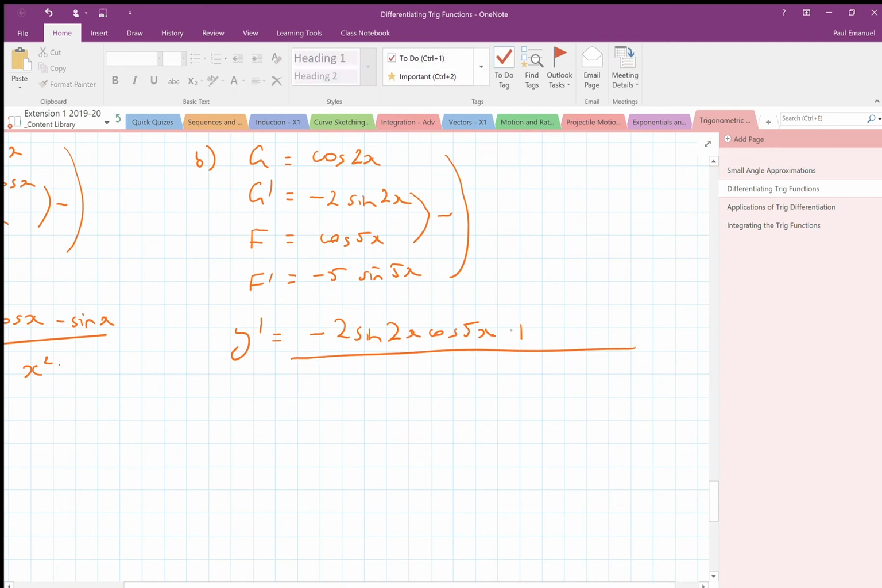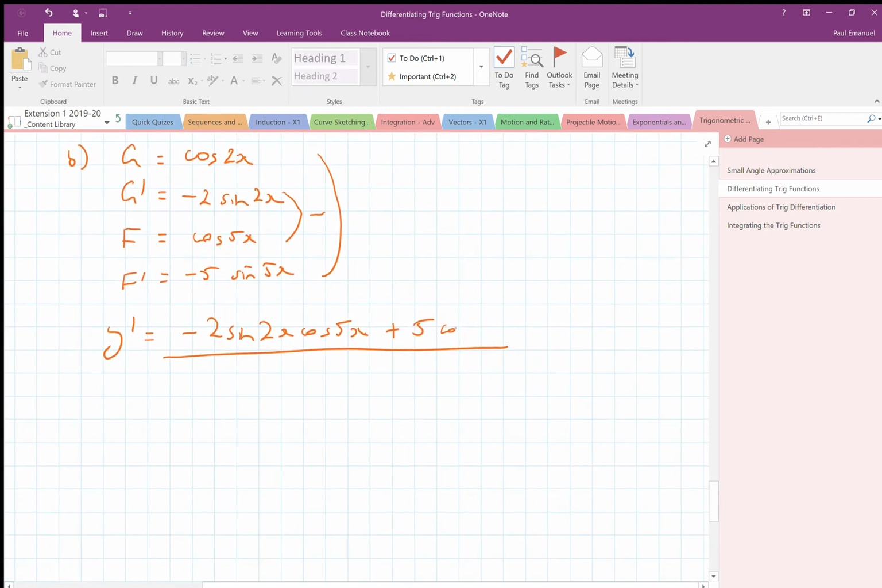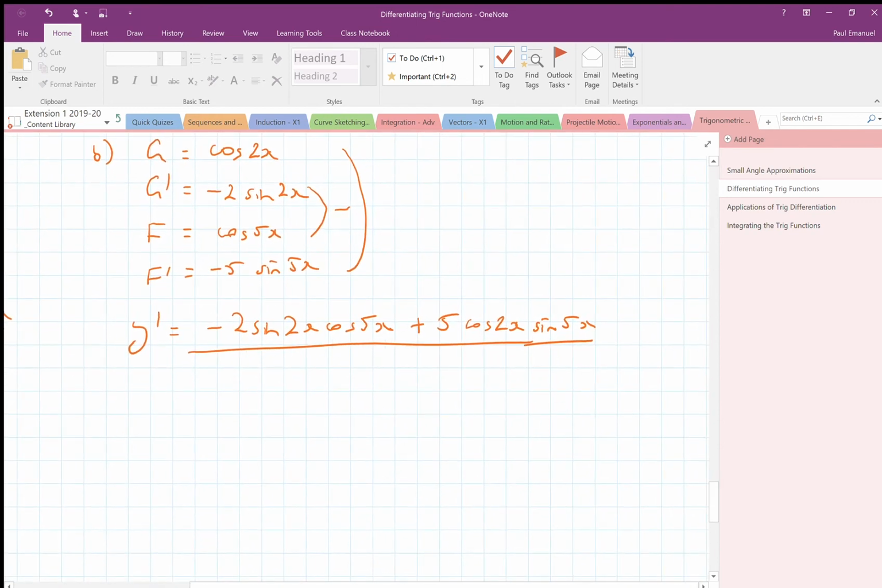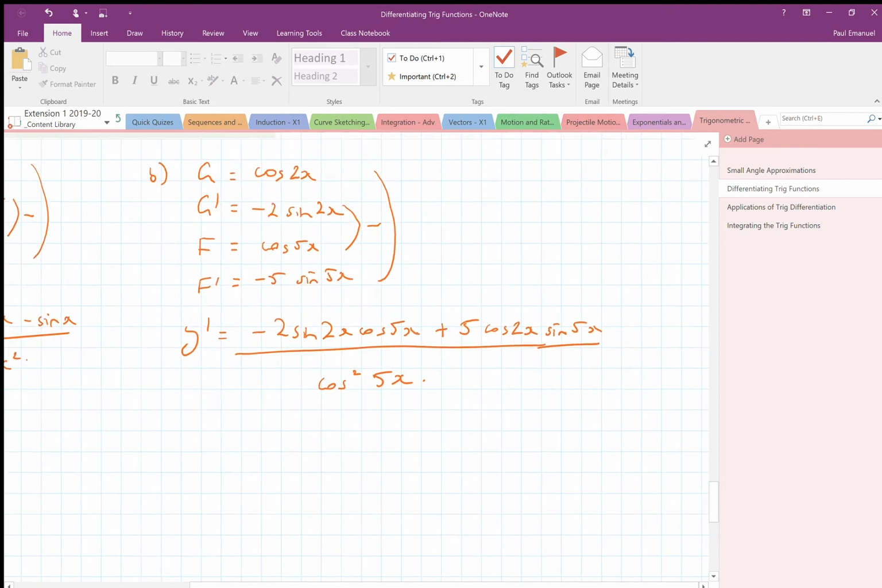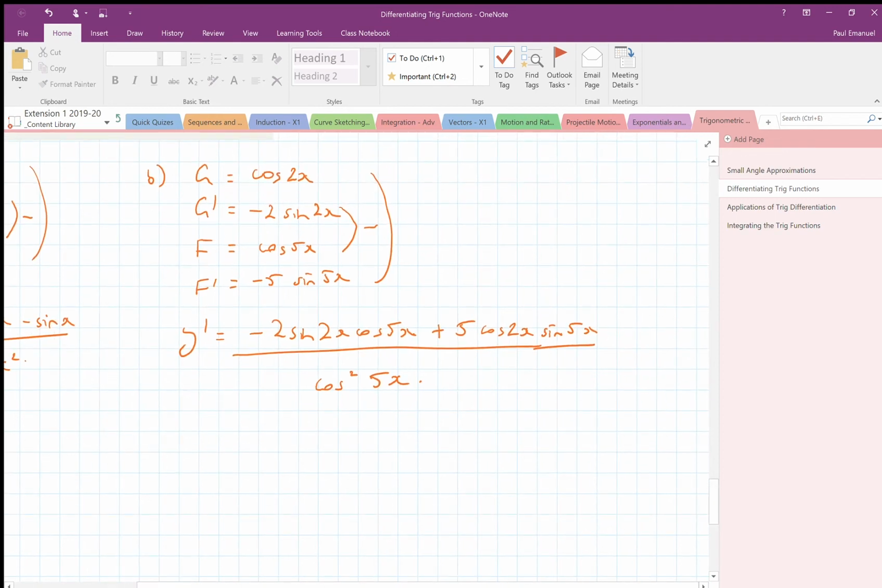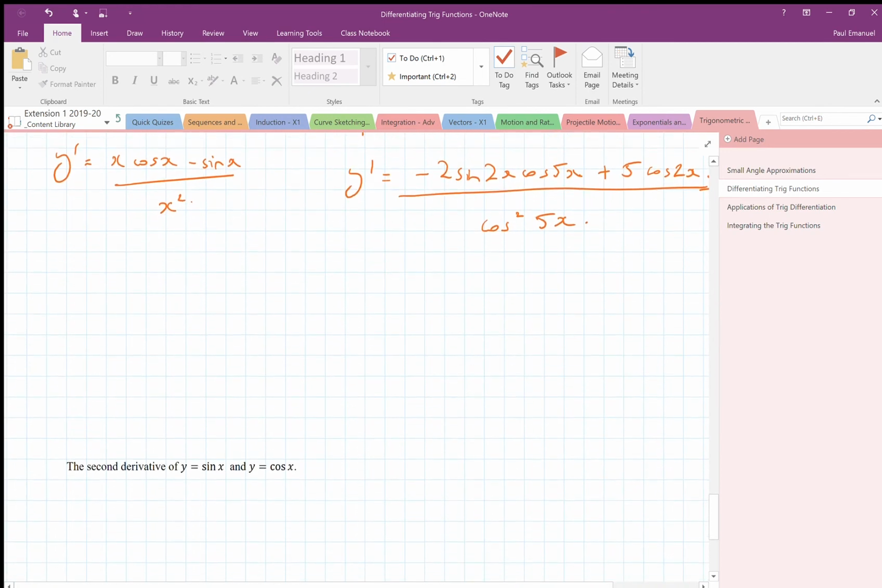So this becomes minus minus, so plus 5 cos 2x sine 5x all over the bottom squared. The bottom was the cos one, so it's cos squared 5x. Again, you could try and simplify that if you wanted to, but there's really not much you can do, so it's not worth the hassle. Okay, so that's the mechanisms.